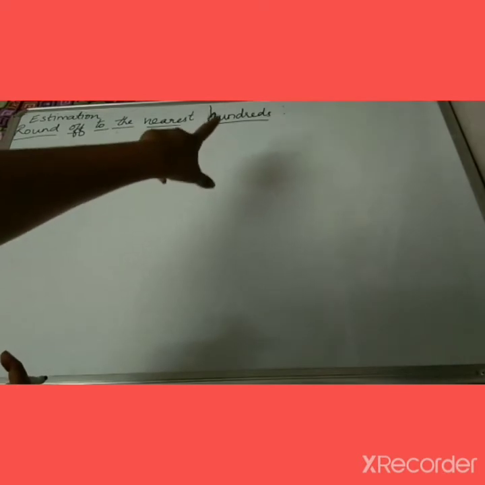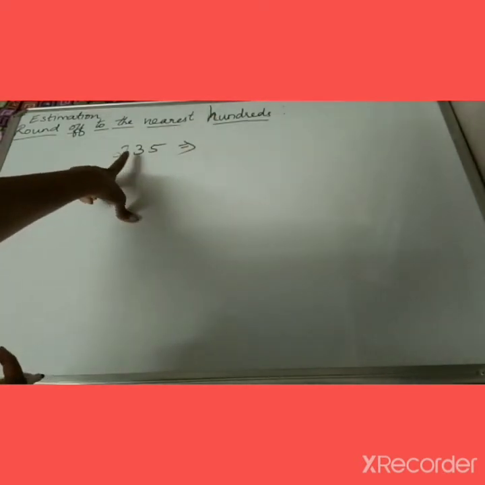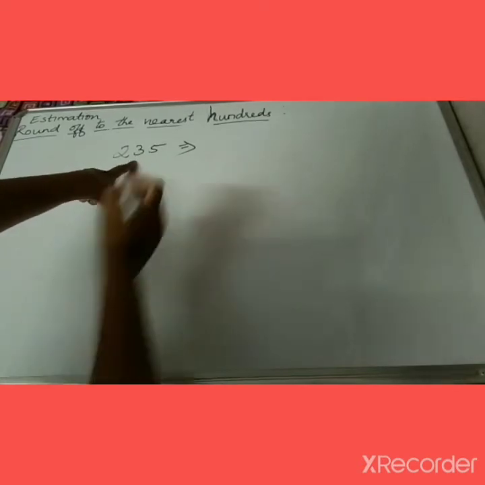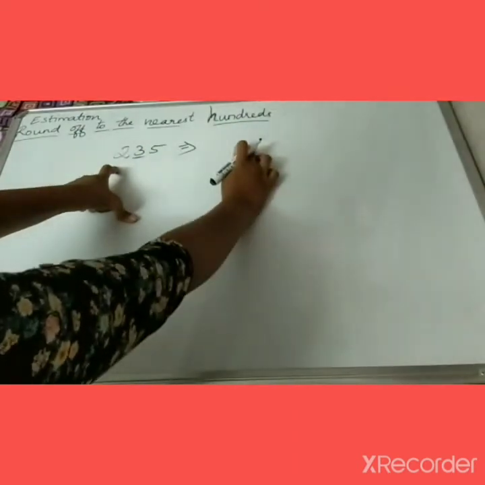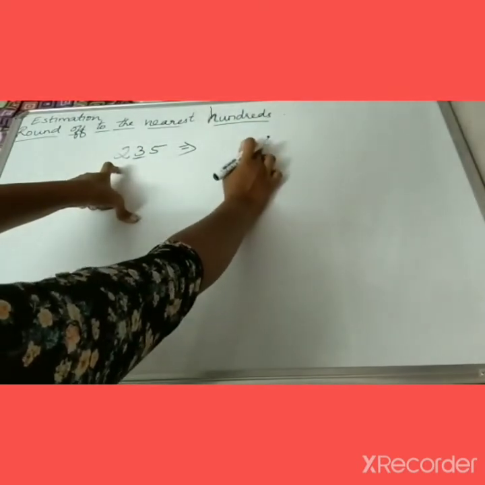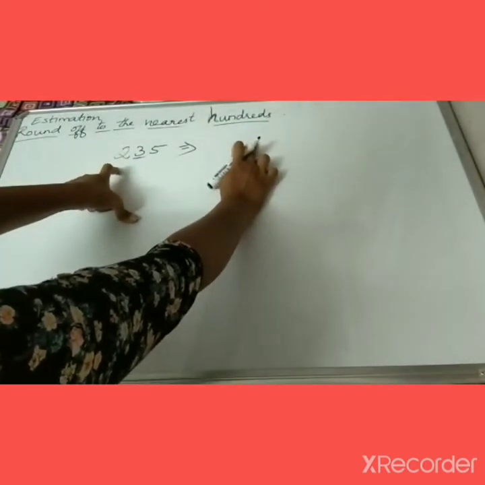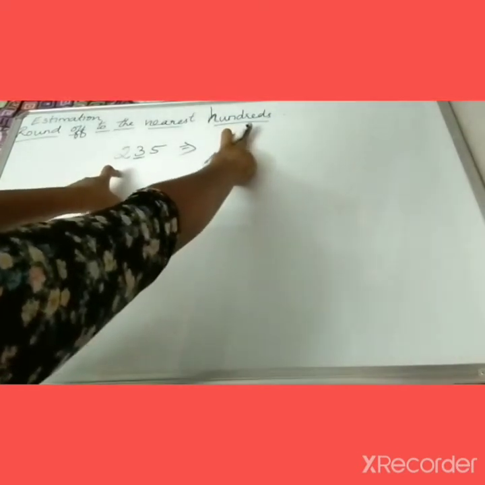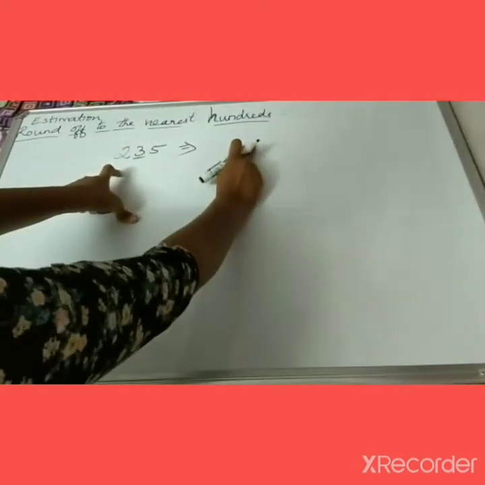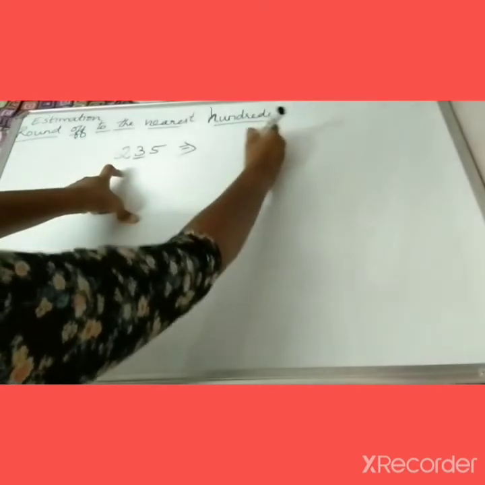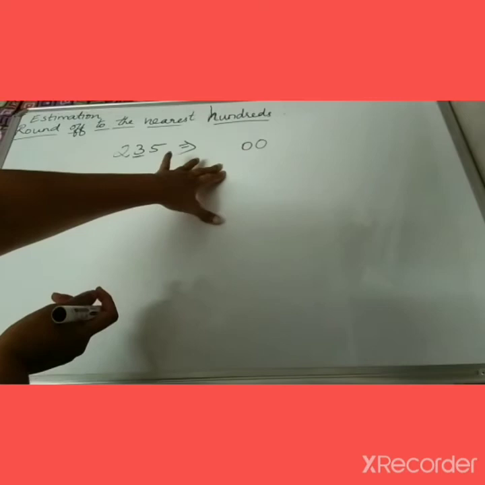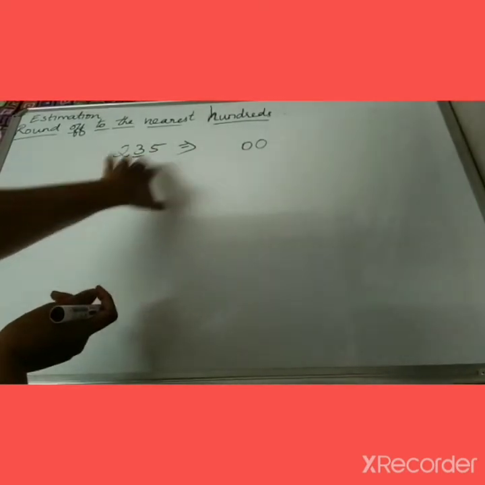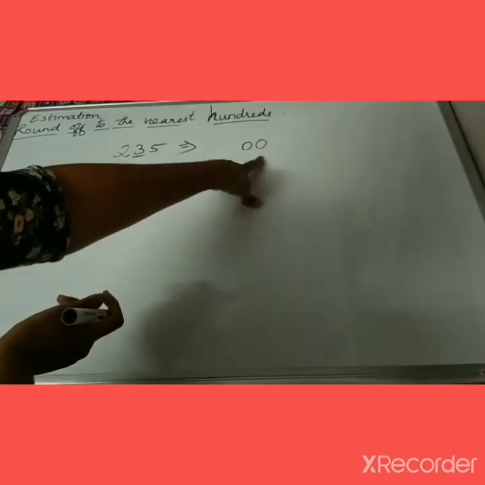Here we are rounding off to hundreds, so which place do we have to look at? The tens place. In our answer, in the ones place we have put 0. Here we are rounding off to the nearest hundreds, so in the last two places we will have 0, because our answer will be in hundreds, since it is a 3-digit number. So in the last two places we are putting 0.